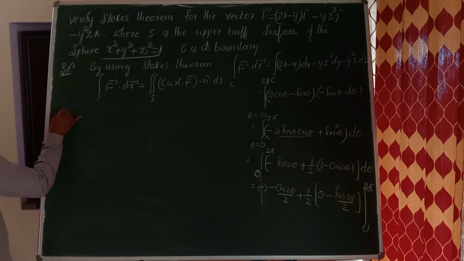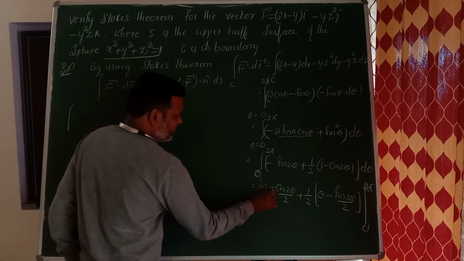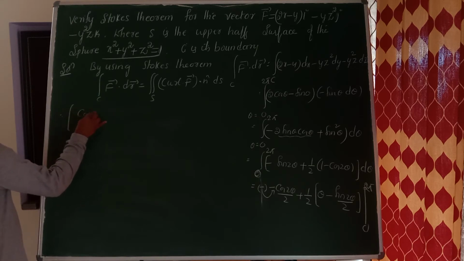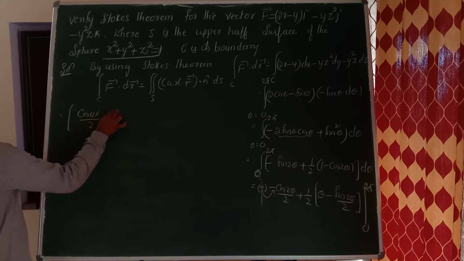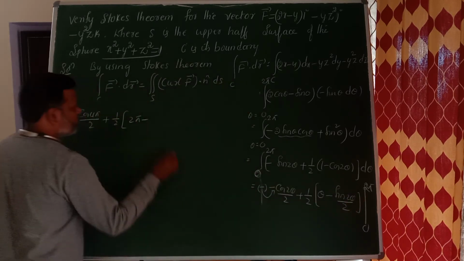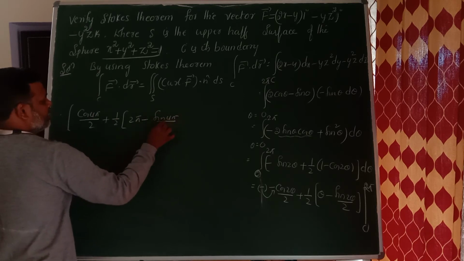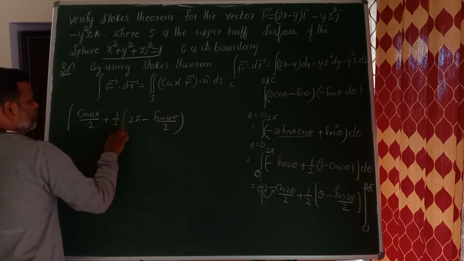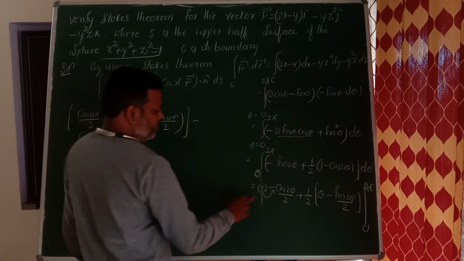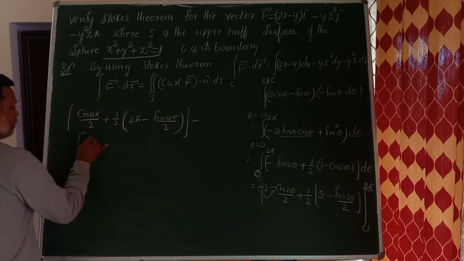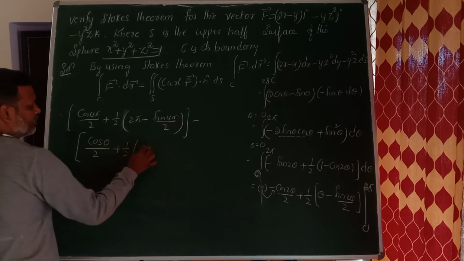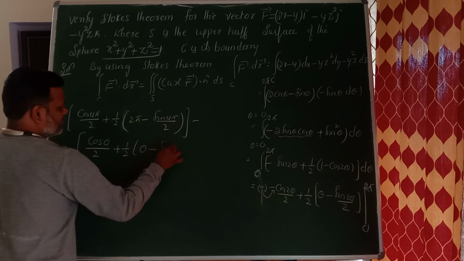Minus into minus is plus. Apply the upper limit 2 pi: cos 2 into 2 pi, which is cos 4 pi divided by 2, plus half into theta, which is 2 pi, minus sin 4 pi divided by 2. This is the upper limit. Minus the lower limit 0: minus into minus plus cos 0 by 2, plus half into theta, which is 0, minus sin 0 divided by 2.